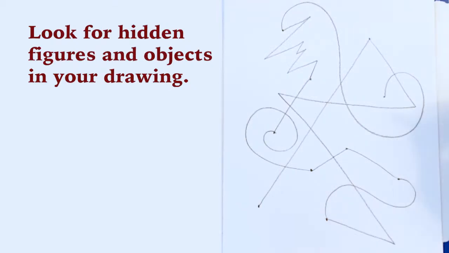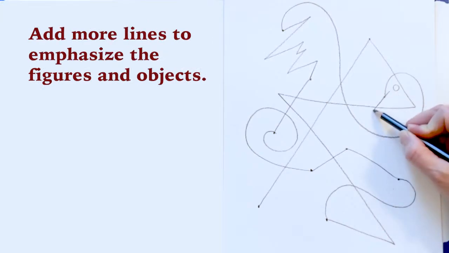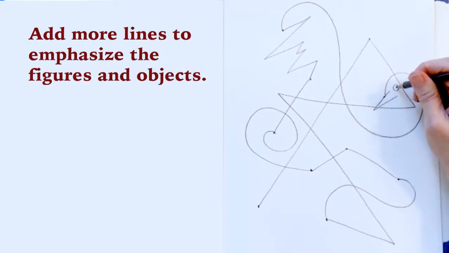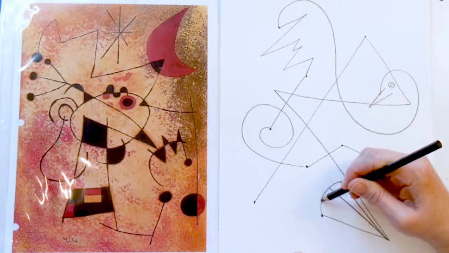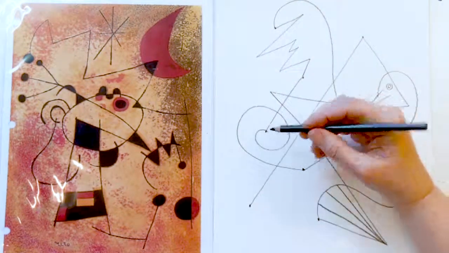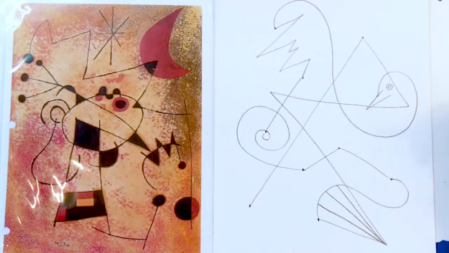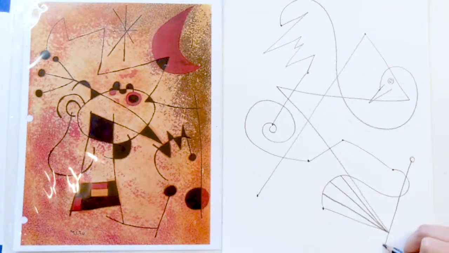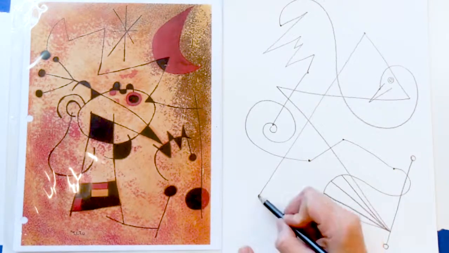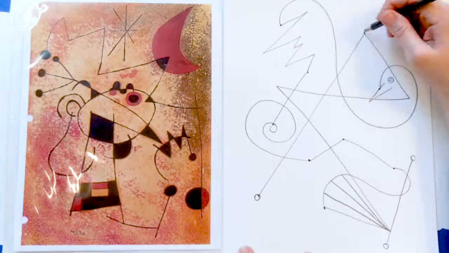Now look at your drawing and find any hidden figures or objects. Add more lines to emphasize them. For example, I saw a bird and a violin, so I added a circle for an eye, an angled line for the beak, some diagonal lines for violin strings, a curve for the handle, a long straight line to connect the strings, and some curves and zigzags for the feathers.